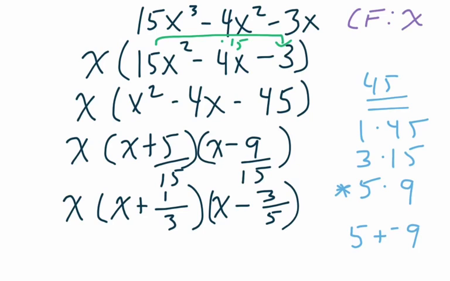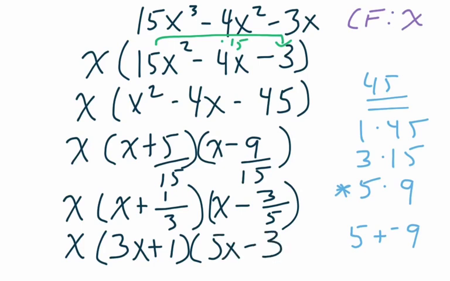And then the last step, we already undid the multiplying. Now we need to undo the sliding. So we've got to kick these back. The 3 is going to go in front of that x, and the 5 goes in front of that x. And so we have 3x plus 1, and 5x minus 3.